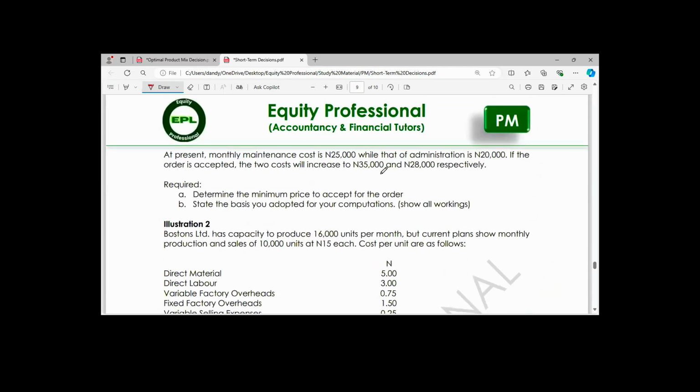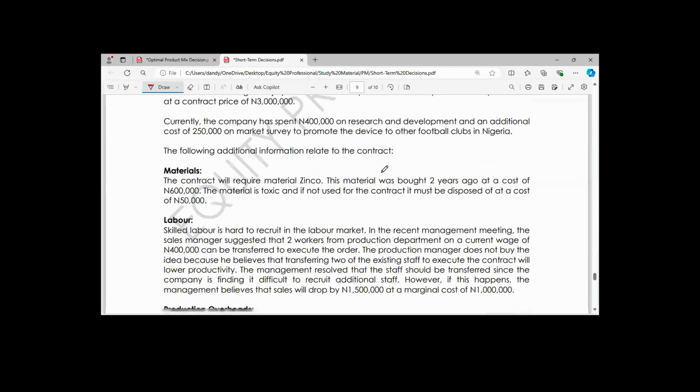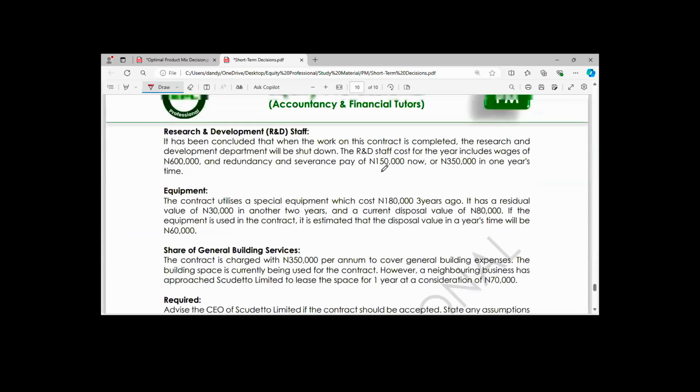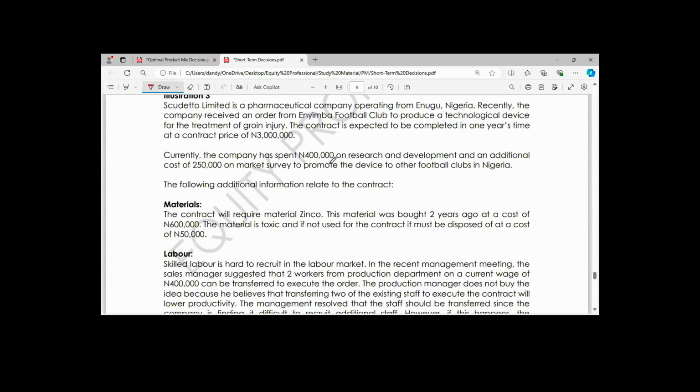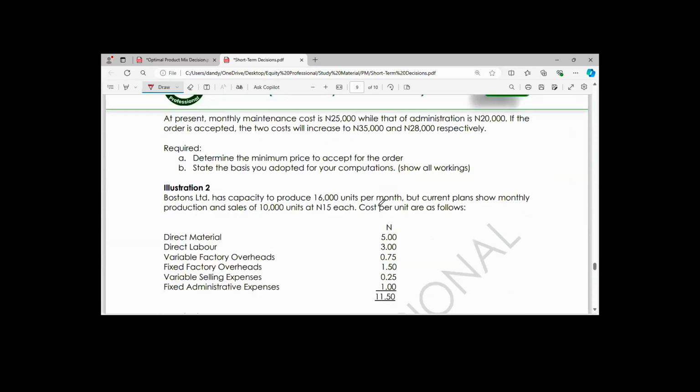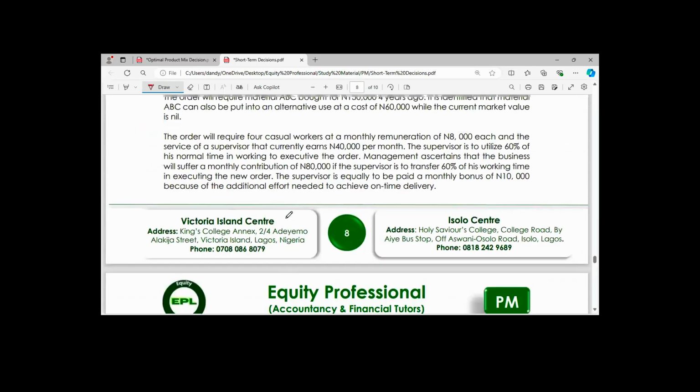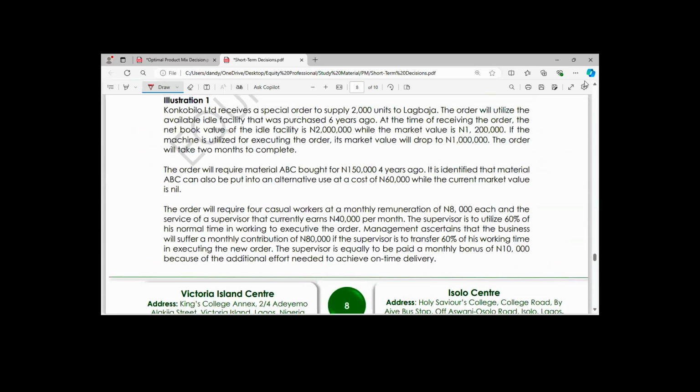If possible, how many illustrations do we have here, Seth? So we have 3 illustrations there. So if you cooperate with me within the next 1.5 hours, we can complete the 3 illustrations. So let's go in there.